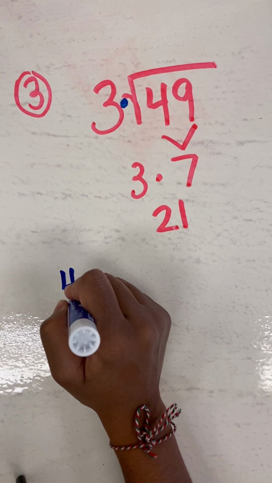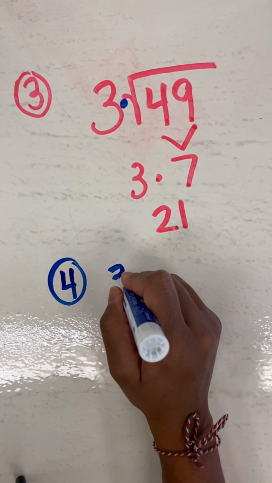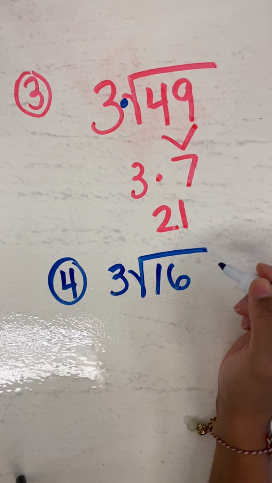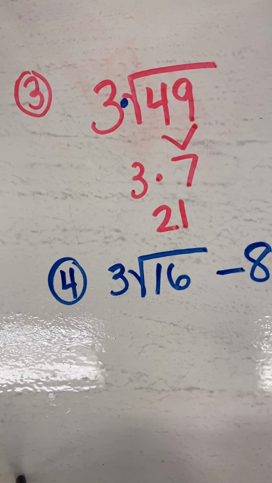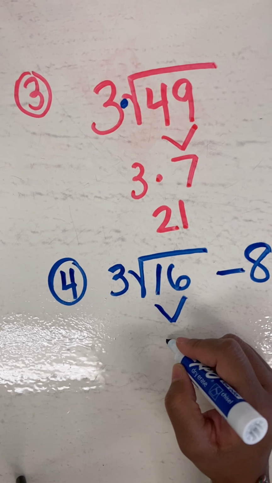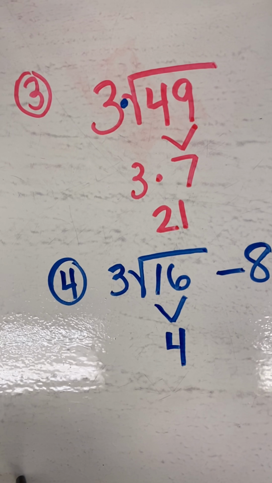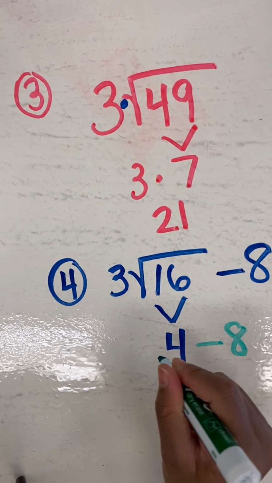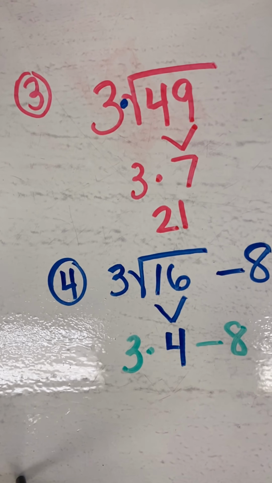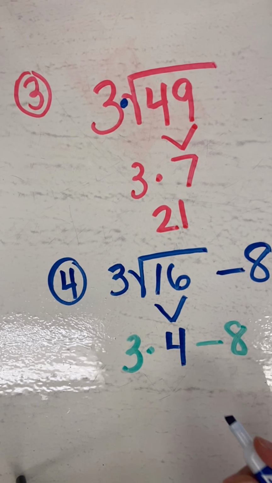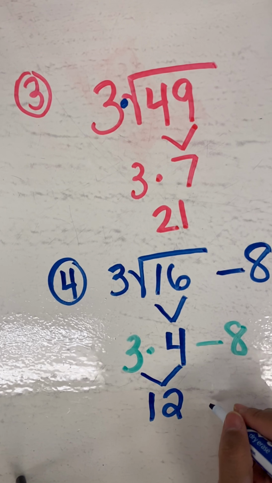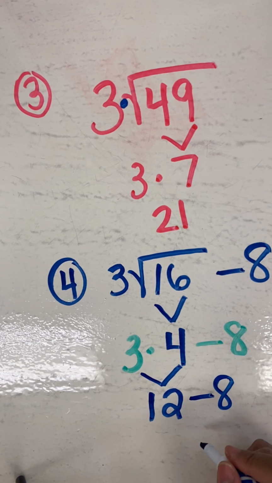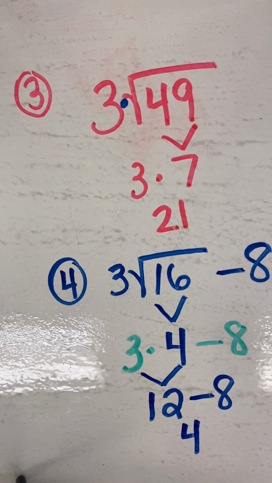Problem number 4. Let's say I have the 3 times square root of 16, minus 8. Well, first step is to do the square root. Square root of 16 is 4. Bring down everything you didn't use. You didn't use the minus 8, and you didn't use the times 3. According to the order of operations, I have to multiply next. 3 times 4 is 12. 12 minus 8 is 4.